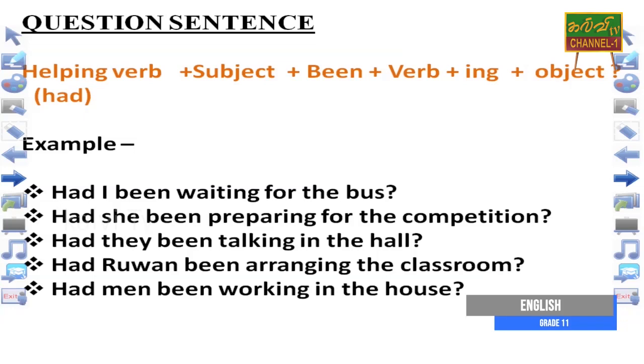Had they been talking in the hall? We are using had in front of they. Had Rowan been arranging the classroom? We are using had in front of Rowan. Had men been working in the house? We are using had in front of men. So we are using helping verb had in front of the subject to make the question sentences.